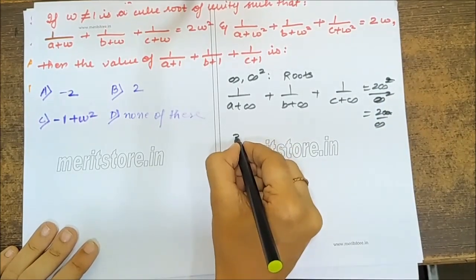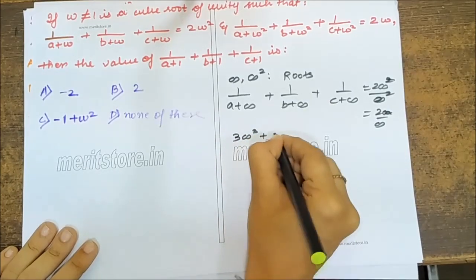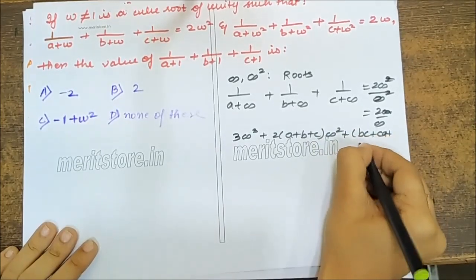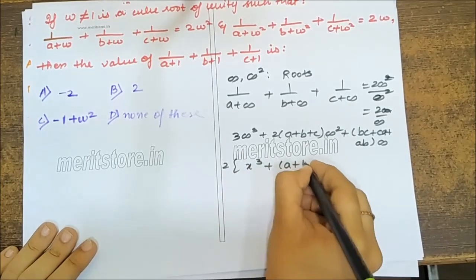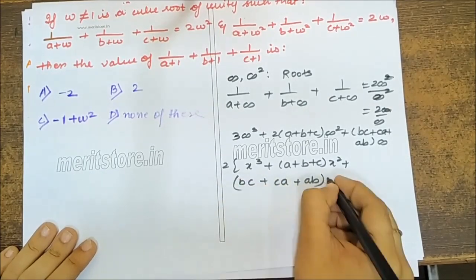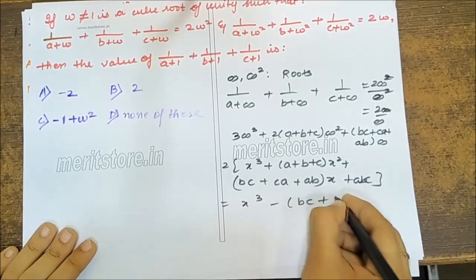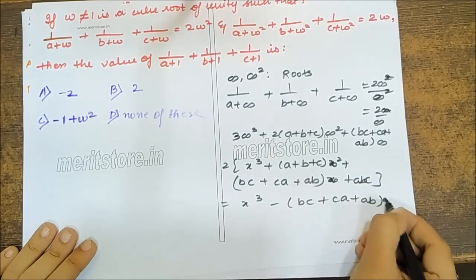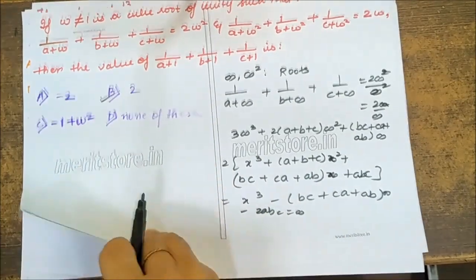Now expanding, we get 3x cube plus 2(a plus b plus c)x square plus (bc plus ca plus ab)x, over x cube plus (a plus b plus c)x square plus (bc plus ca plus ab)x plus abc. Substituting the values gives 2, minus 2abc. So the answer will be 2.